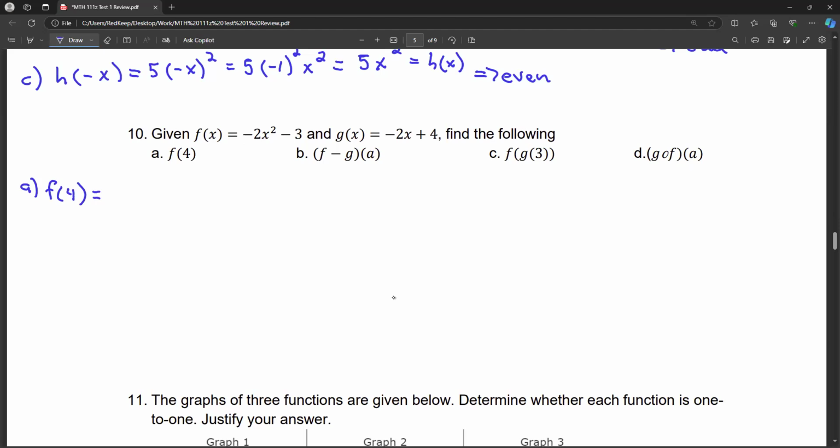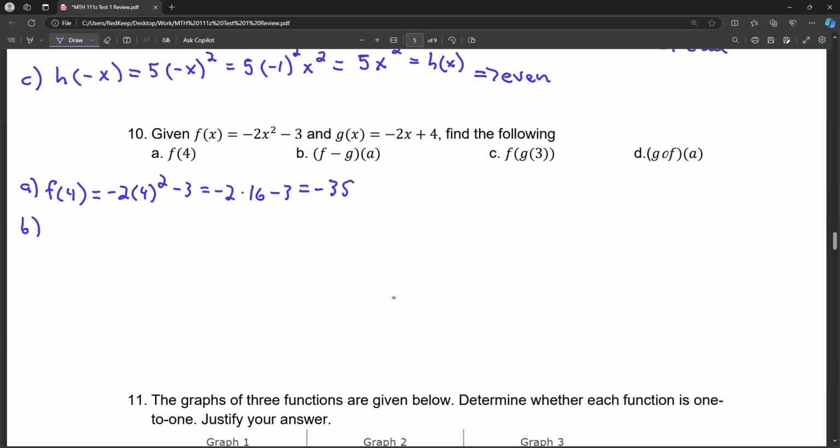And so we've done this kind of thing already in this review. We're just going to plug in 4 wherever there's an x in the f function. Okay, so you might use a calculator if you don't already know what 4 times 4 is. That's equal to 16, right? So we have -2 times 16 minus 3. -2 times 16, that looks like that's going to be equal to -32. And -32 minus 3, I believe, is -35.